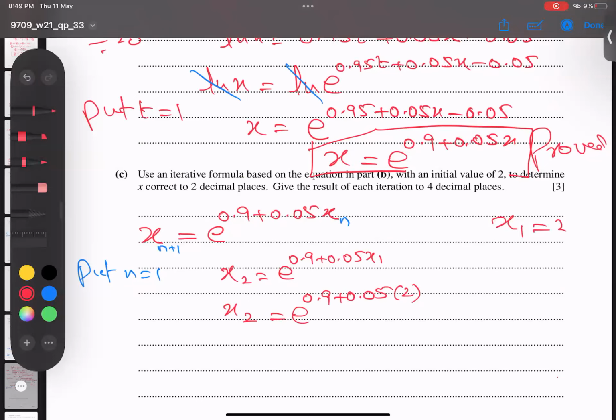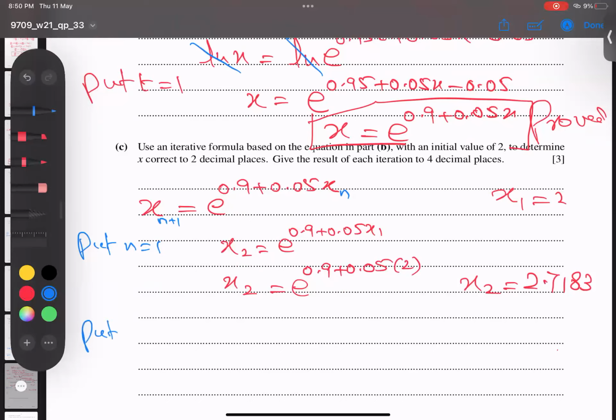Okay, let me type in my calculator here. Exponential, all of you familiar, 0.9 plus 0.05 times 2. And my answer is coming, x2 is 2.7183. First I plug in n1, now I plug in n2. When I plug in 2 here, 2 plus 1 gives you 3. And when I plug in 2 here, it gives us e to power 0.9 plus 0.05, and this value, I'm plugging in x2. So I'm saving my time, 2.7183.